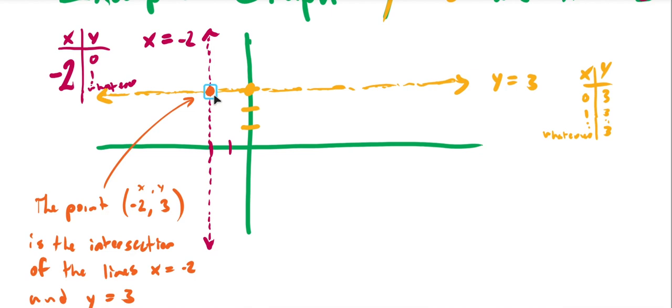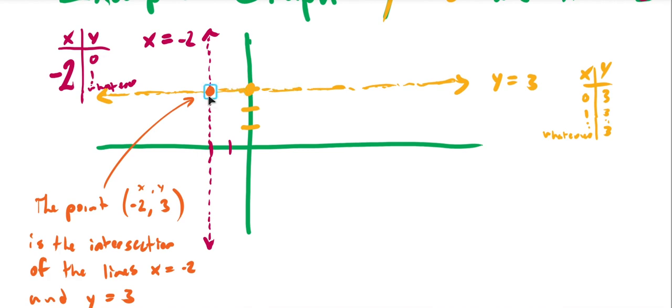So this point, x is -2, y is 3, the coordinate pair -2, 3, right? That is the intersection of the lines x equals -2 and y equals 3. Precisely because it is the only place where both those statements, x equals -2 and y equals 3, are true at the same time. Right here is where that happens.